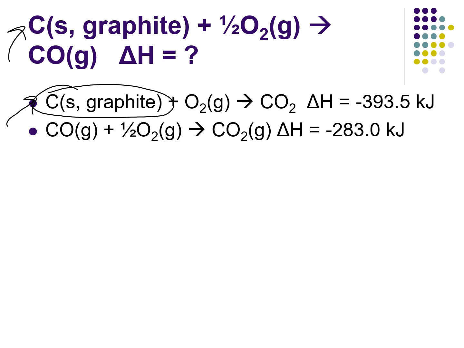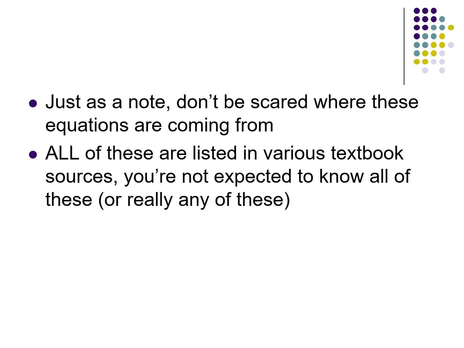Now, the second equation has carbon monoxide. And there, carbon monoxide's a reactant, but here it's a product. So that's going to tell me I'm going to reverse that second equation. And when I do that, that would allow me to then add them up together and get the target equation.